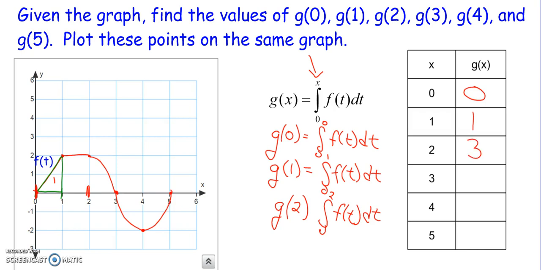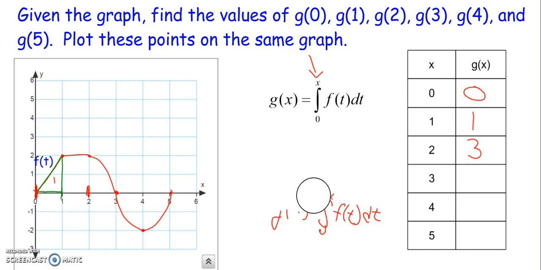All right, so at this point, we got to introduce some estimations for g of 3. So for g of 3, this is going to be an estimation. Let's see.